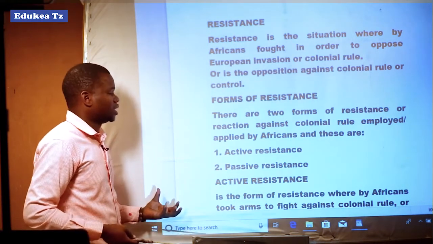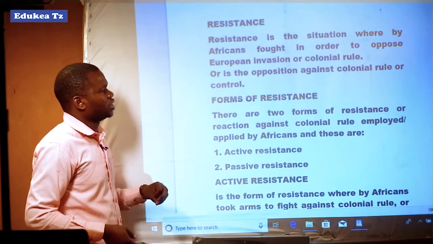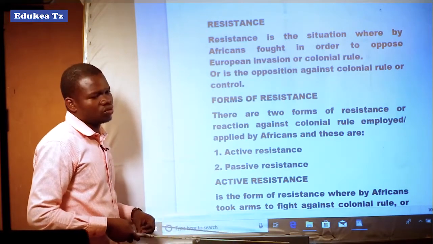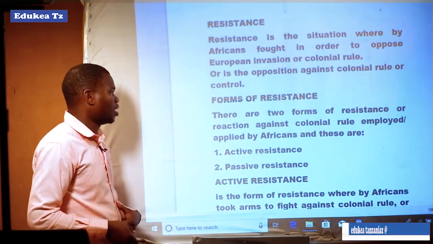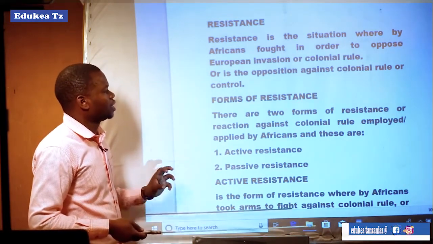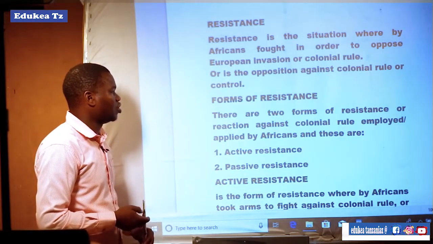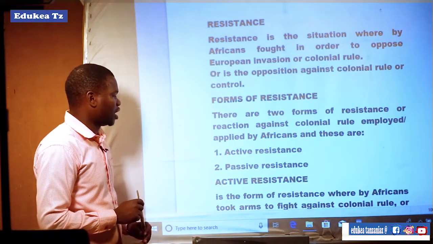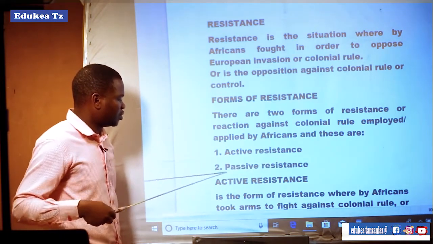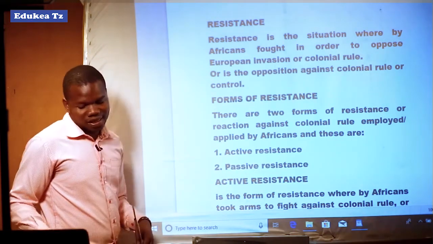So these resistances were the reactions and responses of Africans against the invasion of colonial rule, opposition to colonial rule or colonial control. And the Africans made resistance in different forms. Particularly, there were two forms of resistance or reaction against colonial rule applied by Africans, namely active resistance and passive resistance. So let us start one after another in discussing them.